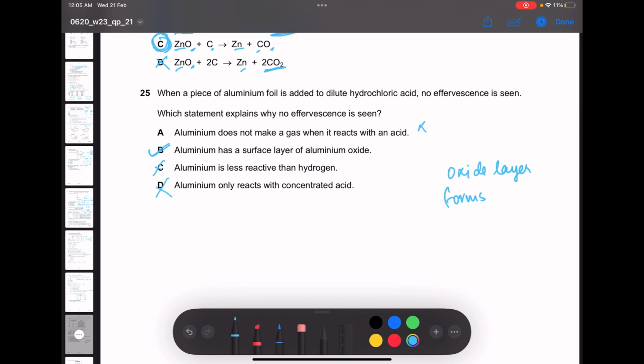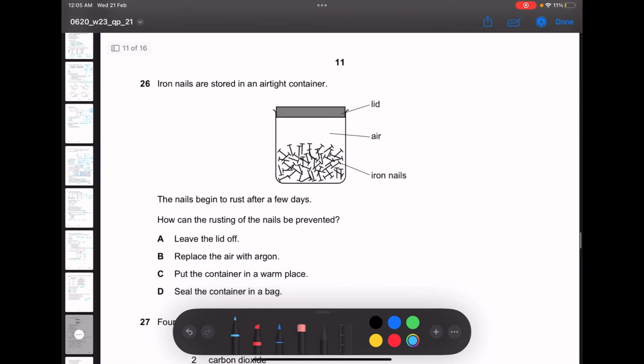Now our nails are stored in an airtight container. The nails begin to rust after a few days. How can the rusting of the nails be prevented? So we know that for rusting there are two things. It's water and it's air. So if we can get rid of water and air, we will get rid of rusting.